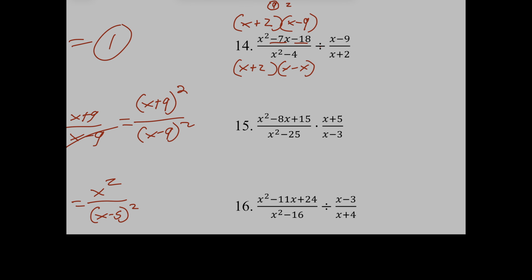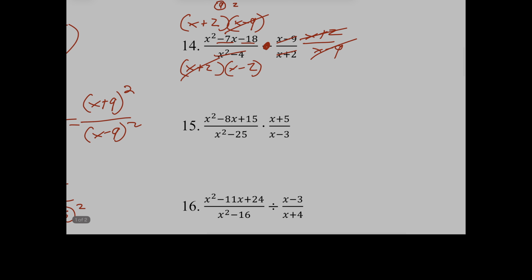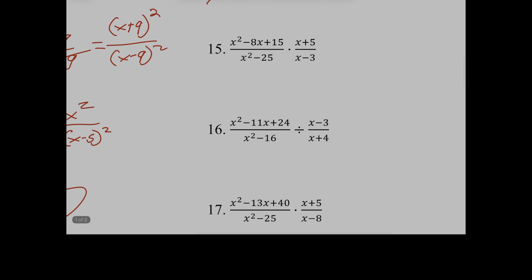Now it is division, so I have to change it to multiplication and I have to flip. All right, so now don't look at these, just look at the red. X minus 9, x minus 9, x plus 2, x plus 2. Why did I write x minus x? What were you thinking, Mac? There you go, that's what I wanted. And now I'm just left with x plus 2 over x minus 2. Boom. All right, 15, here we go.